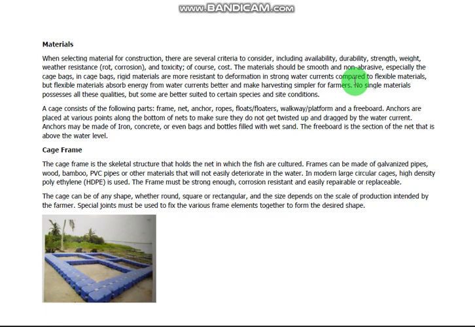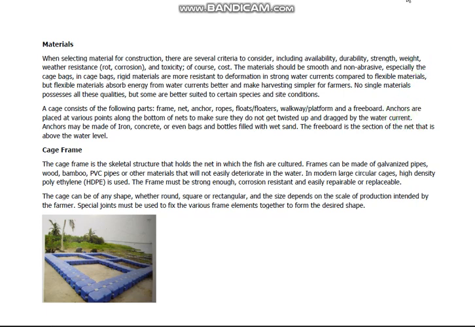So a cage consists of the following parts. What are the parts that a cage consists of? We have the frame, the net, the anchor, the rope, the floaters, the walkway platform, and the freeboard. Anchors are placed at various points along the bottom of the net to make sure it does not get twisted up and dragged by the water current.